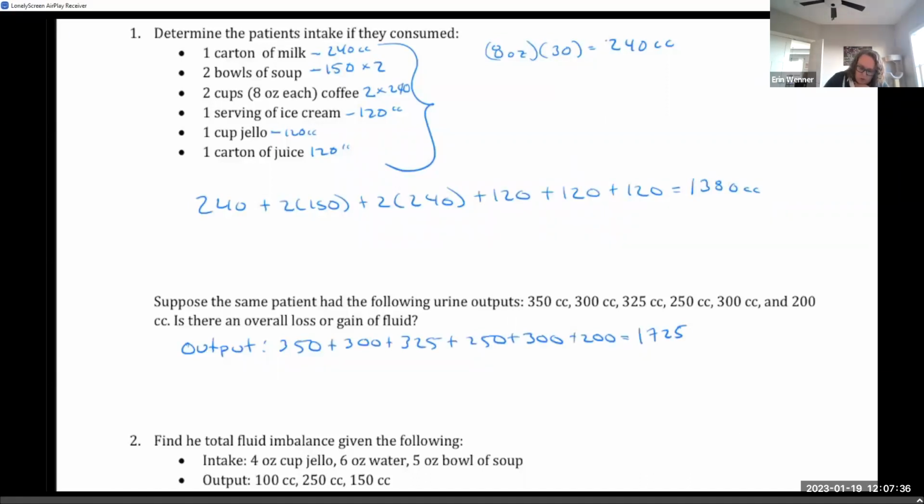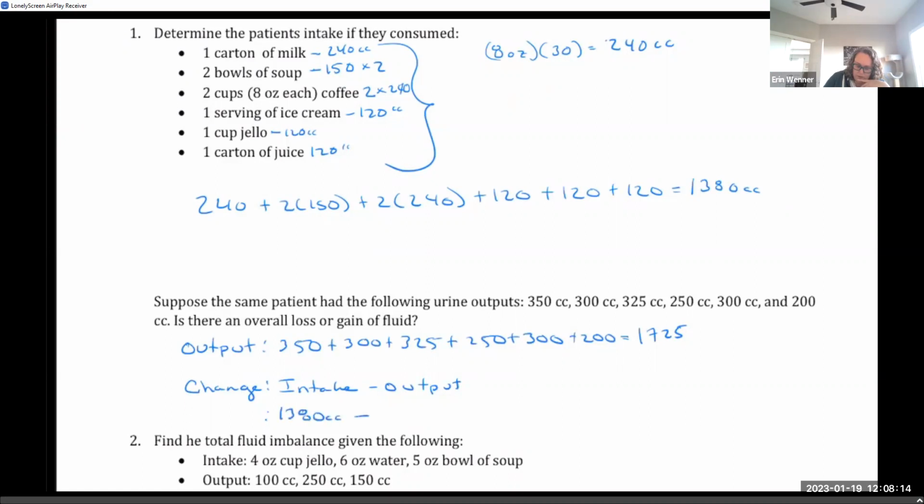So the overall gain or loss. When calculating this, you're going to take the intake and subtract the output. You always want to do it in that order, because if you get a negative answer, that indicates a loss of fluid, meaning they are losing more fluid than they're taking in. They're experiencing a diuretic situation. Versus if you get a positive answer, then they have a gain of fluid, therefore they're not voiding as much as they're taking in. So our intake is 1,380 cc's.